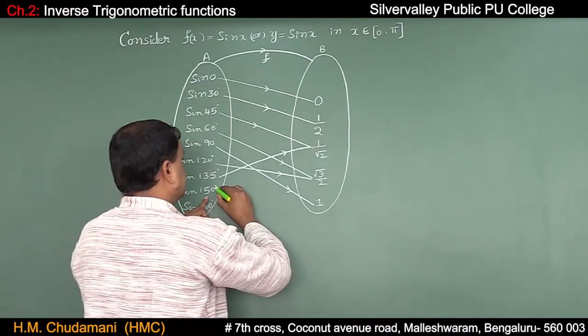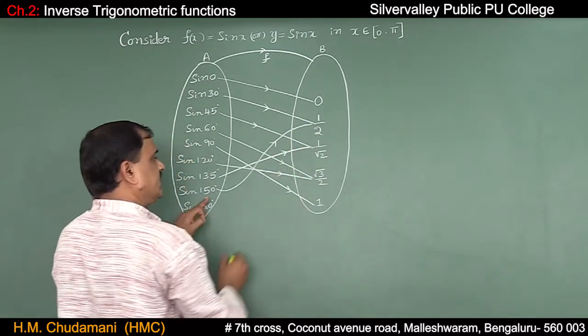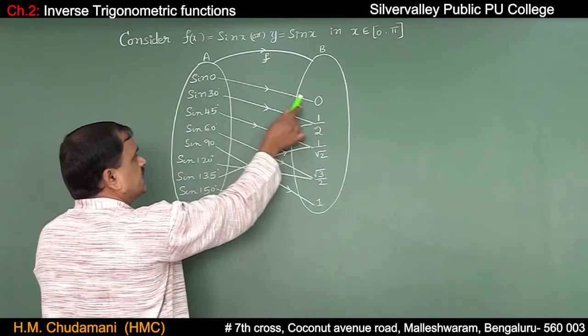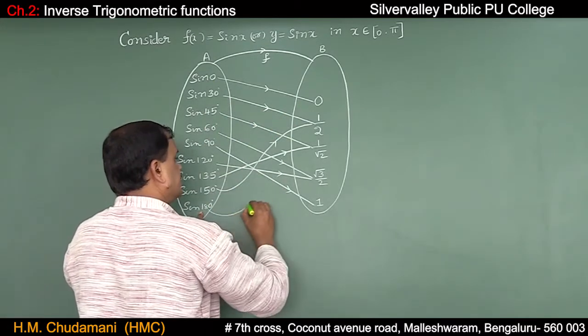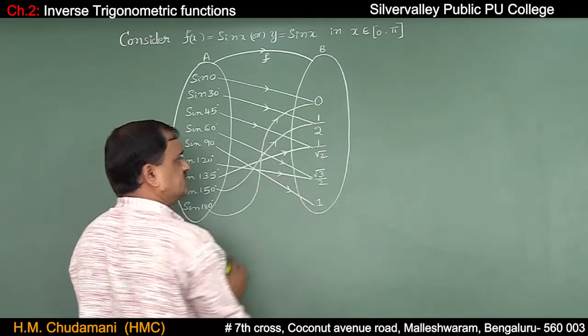So that is nothing but sine 30 degree, which is 1 by 2. Then sine 180 degree: sine 0 degree is 0, and sine 180 degree is also 0.